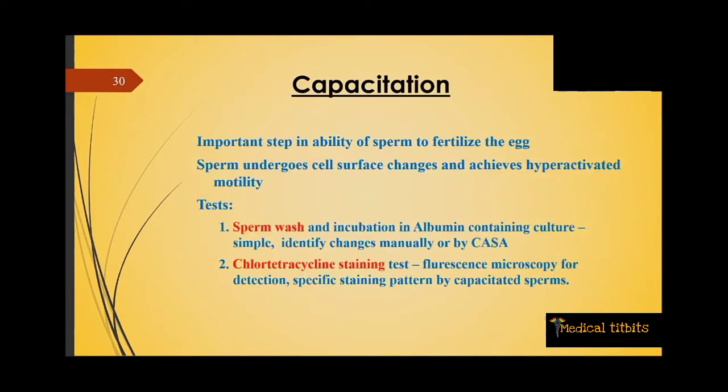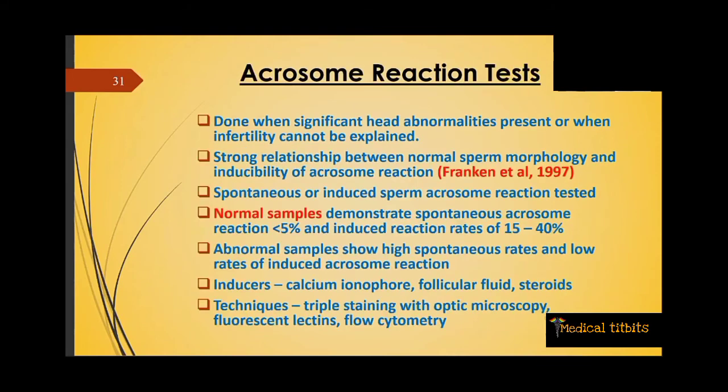Now coming to the capacitation test, capacitation being a very important stage when the sperm undergoes cell surface changes as well as achieves hypermotility. The tests are, first of all, sperm wash with incubation in an albumin-containing solution and identifying the changes manually or by computer-assisted semen analysis. The second one is a staining test with chlortetracycline, and there's a specific staining pattern which can be identified by fluorescence microscopy. It is shown by capacitated sperm.